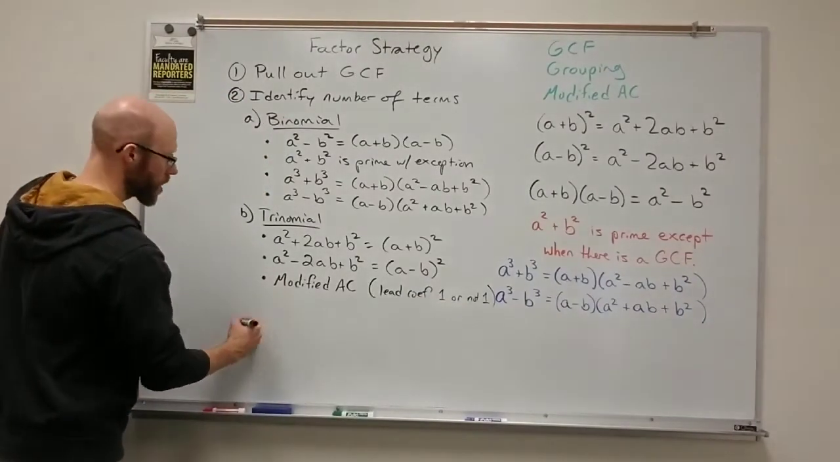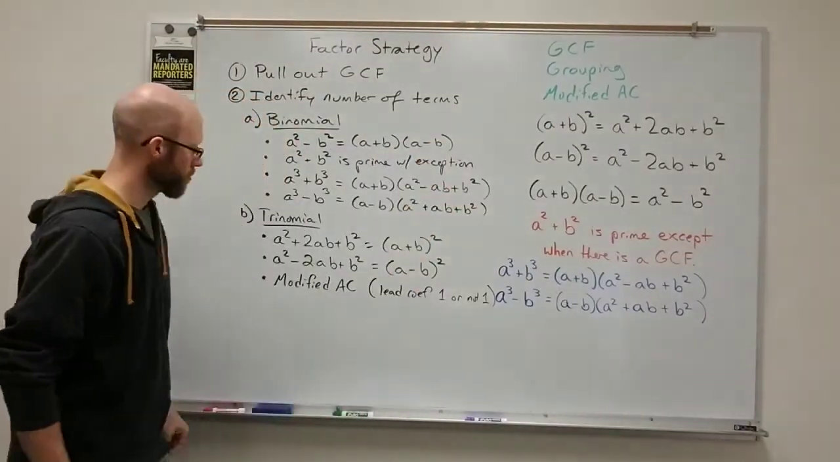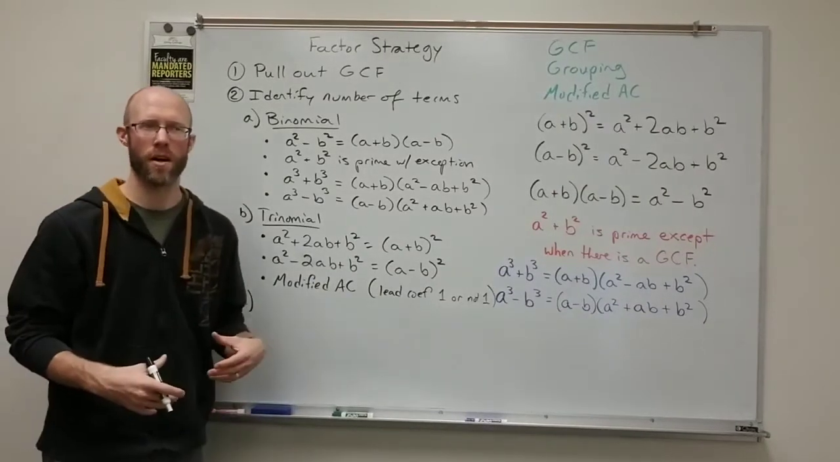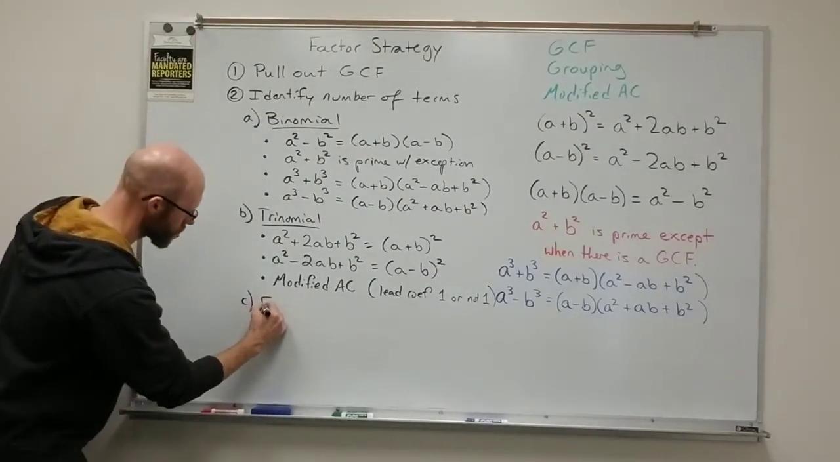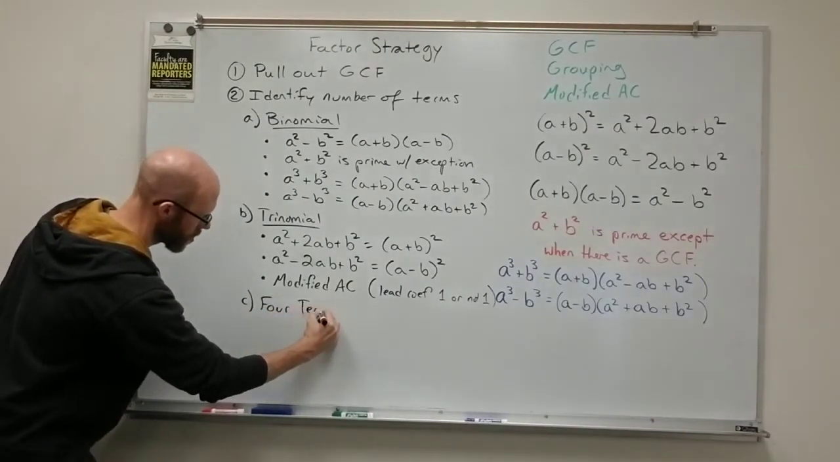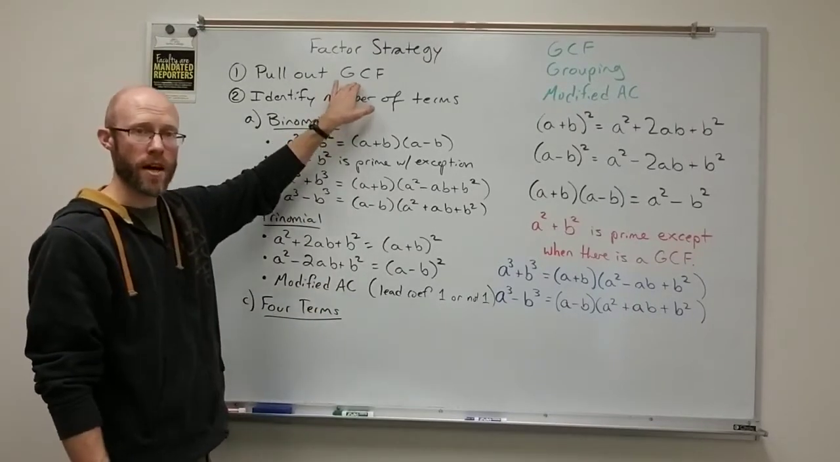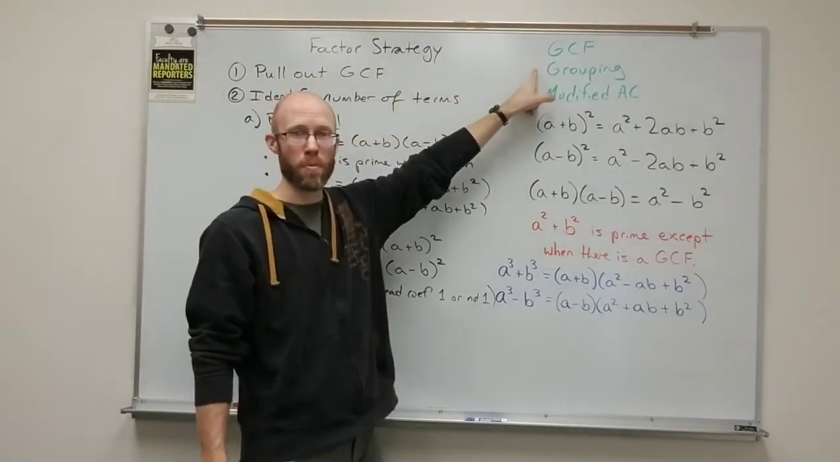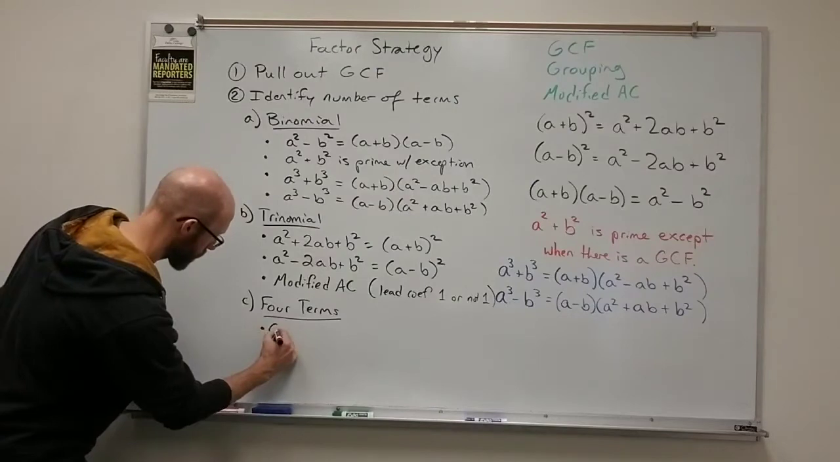All right, and that's it for trinomials. So those are the only options for trinomials. And then finally, if you have 4 terms, and of course we don't have a nice word to represent 4-term polynomials, so we'll just say 4 terms. If you have 4 terms and you've already pulled out a GCF, the only real option left is to try the grouping method, okay? So group it.